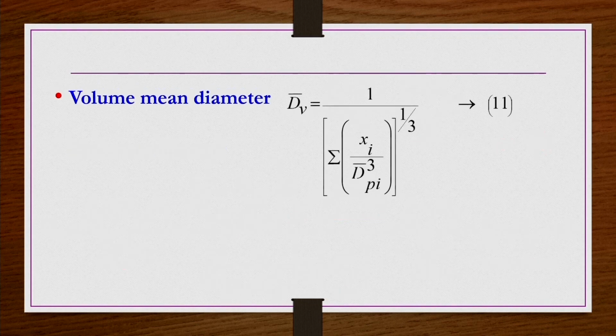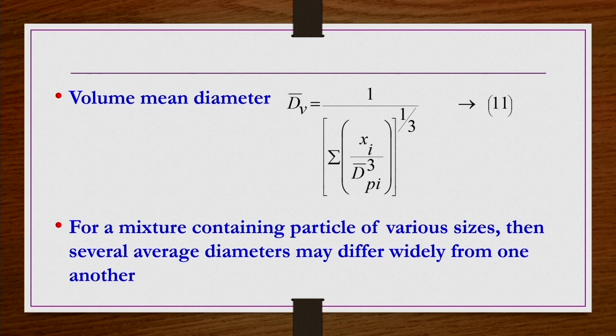Like that, we can have the volume mean diameter d̄_V = (1 / Σ(x_i / d̄_pi³))^(1/3). So, as I already mentioned, for a given mixture containing particles of various sizes, there will be several average diameters, and they may differ widely from one another.